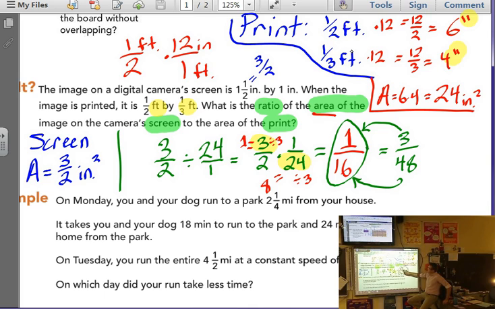So we get 1 to 16, which means the print is what? Sam? 16 times as large as the screen. So when I go to your guys' games and I'm taking pictures on that digital camera, I'm looking at a really tiny screen. And actually, our camera, I have to look through the viewfinder. So I'm literally looking at a tiny little box. But then when we put it on the computer screen, the picture looks a whole lot better because everything's a lot bigger, crisper, clear, all that stuff.